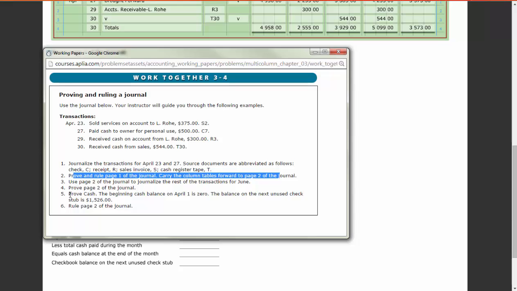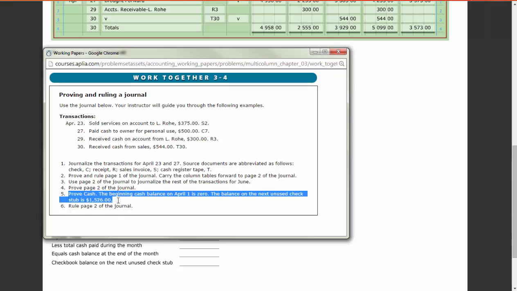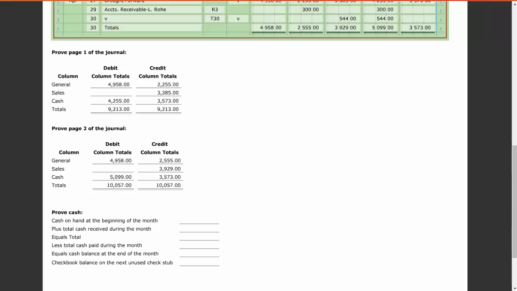Instruction number 5, it says right here, prove cash. The beginning cash balance on April 1st is 0. The balance on the next unused check stub is $1,526. When I look here, I have a little formula that I need to use. Cash on hand at the beginning of the month, what did they tell us it was? 0. What other thing did they tell us right away?